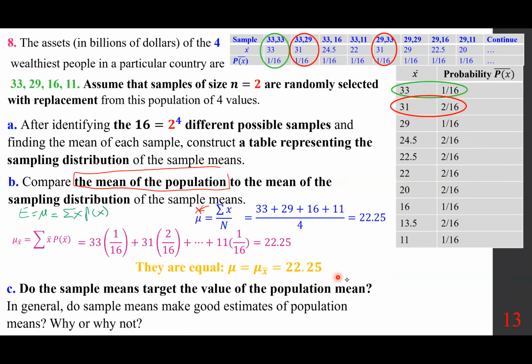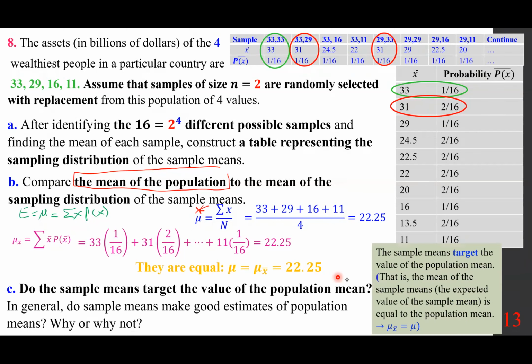Do the sample means target the value of a population mean? In general, do sample means make good estimates of population mean? Why or why not? And the answer is pretty much yes. The sample means target the value of the population mean. So the mu of x bar is equal to mu. That's the concept. That is the mean of the sample means. The expected value of the sample mean is equal to the population mean. So mu of X bar equals mu. That's the concept.